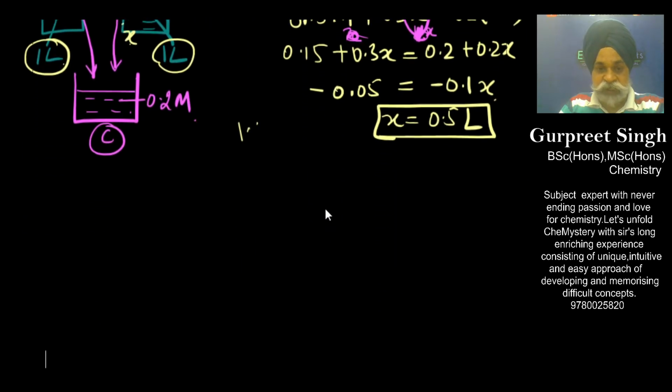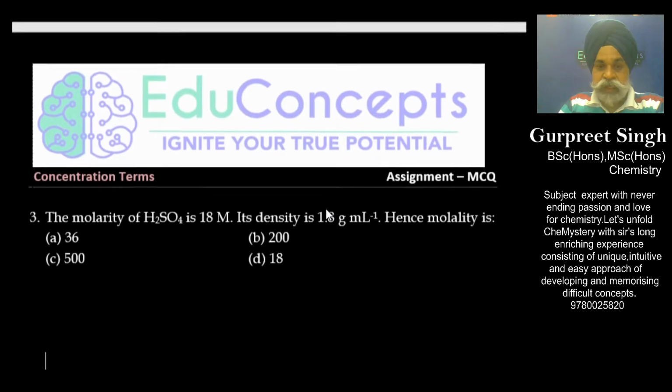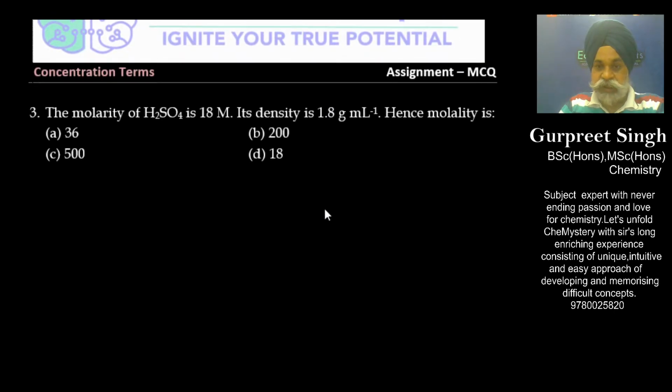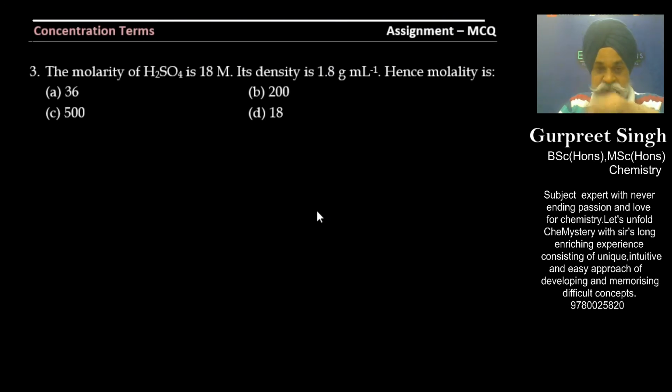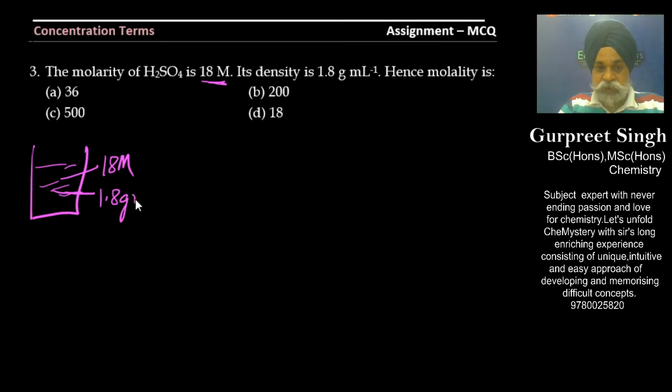So going for the next one. Now this again is a very interesting question. This would be a challenging question. The molarity of the H2SO4 solution is 18 molar. What does it mean? We will explain. And the density of the solution is 1.8. So you are being provided with a solution whose molarity is 18 molar and the density labeled on it is 1.8 gram per ml.